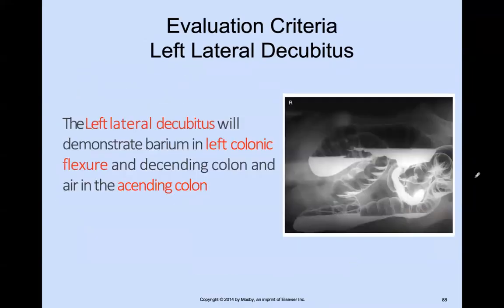Left lateral decubitus. This is the left. How do I know this is the left if I didn't have this marker here? Because the left colic flexure is higher than the right, and this image is showing me that the downside is the left side. So the left lateral decubitus is going to demonstrate barium on the downside, which is the left side, the left flexure and the descending colon. Therefore, there will be air in the ascending colon, which is right there.